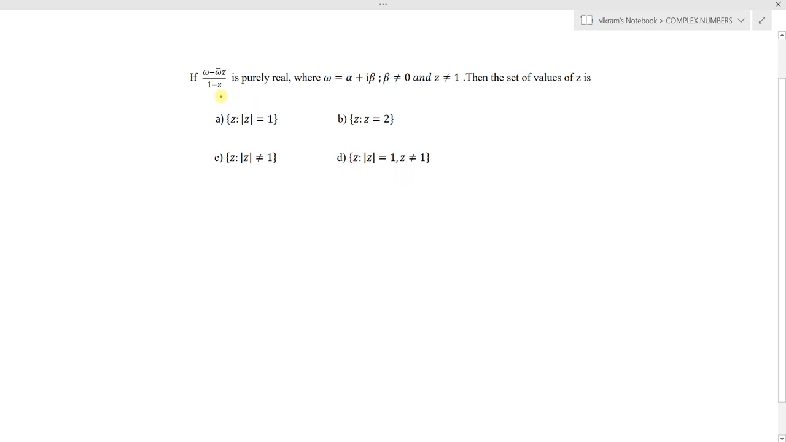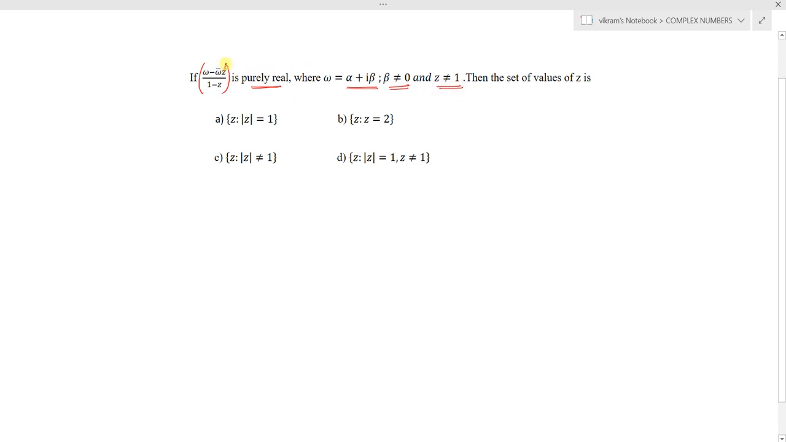The question is from complex numbers. It is given that (w minus w conjugate z) by (1 minus z) is purely real, where w equals alpha plus i beta, and given that beta is not equal to 0, and another condition given is that z is not equal to 1.